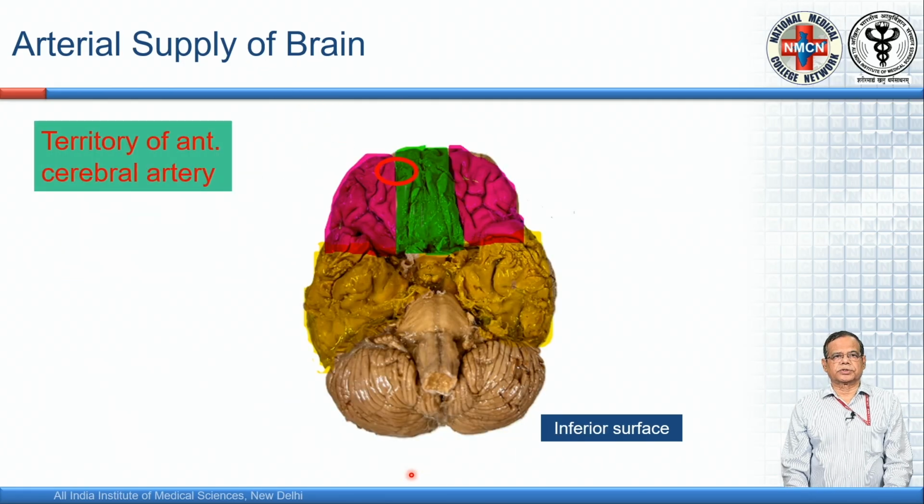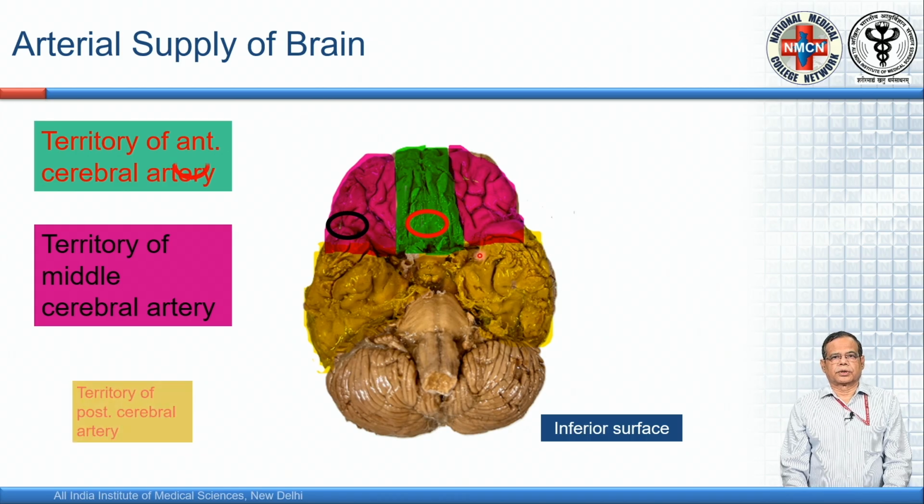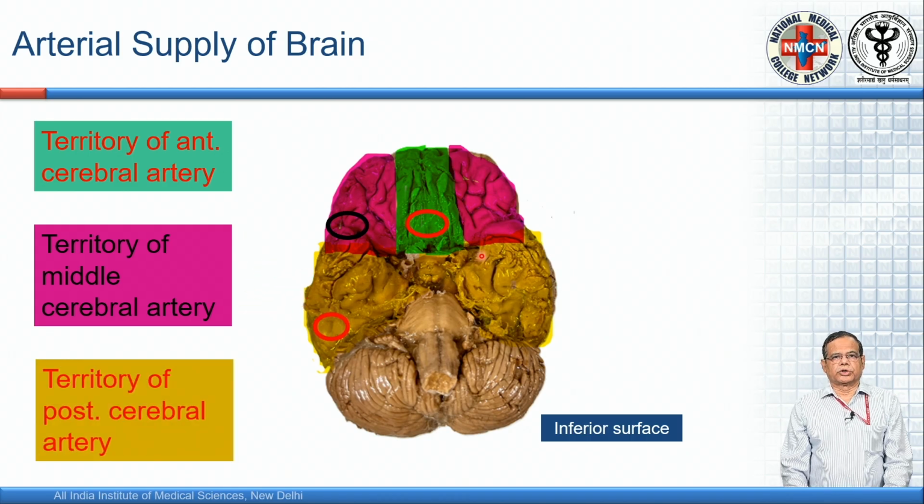The inferior surface is supplied by all three arteries, medially by the anterior cerebral artery, laterally towards the orbital surface, and part of the temporal lobe it is supplied by the middle cerebral artery. The major part of the temporal lobe is supplied by the posterior cerebral artery.